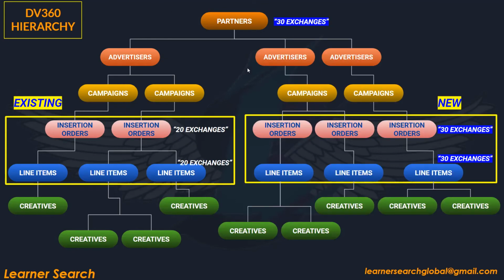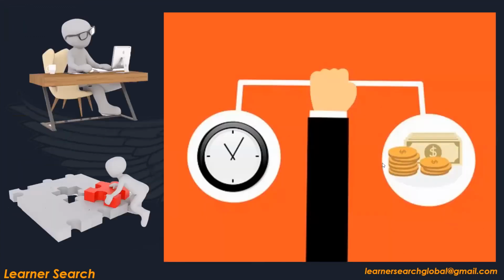When you give some targeting, inventory source targeting some exchanges, the existing ones will not get affected, whereas the new ones will get affected. Affected in the sense that the new ones will inherit. So with this, we can save a lot of time and money. There is no need to add 10 more exchanges every time you create new IOs. It will automatically get inherited.